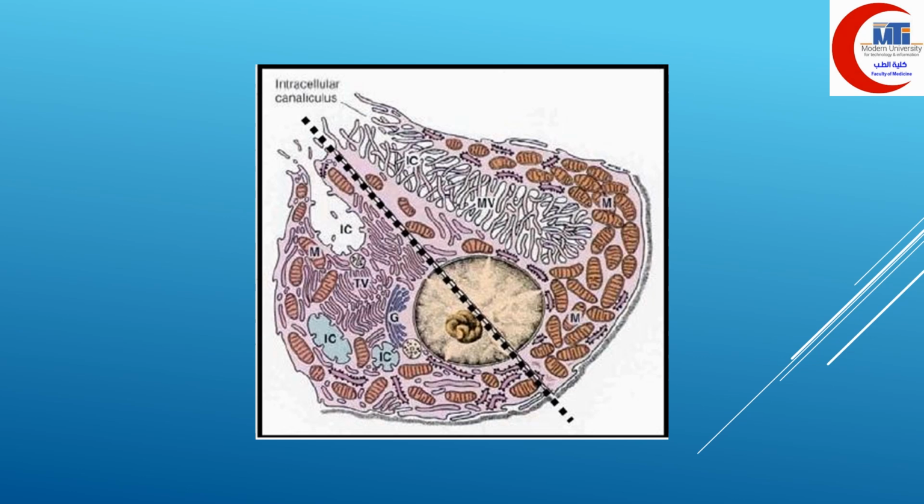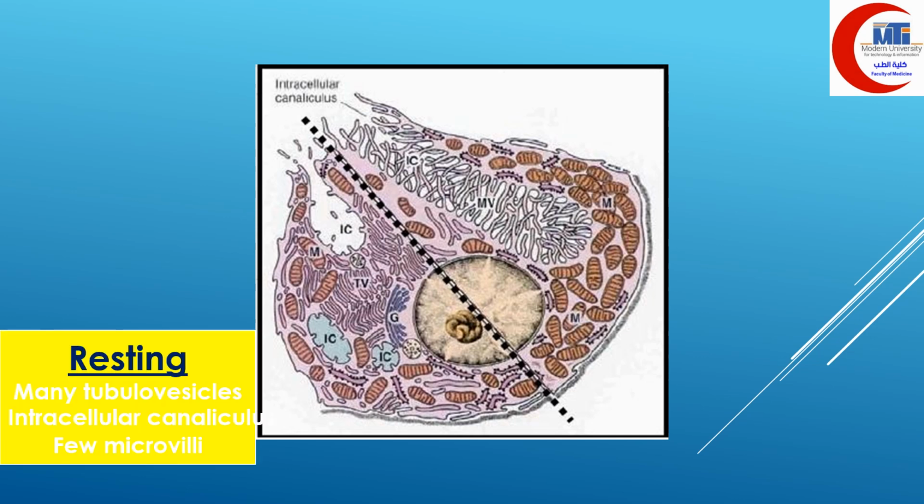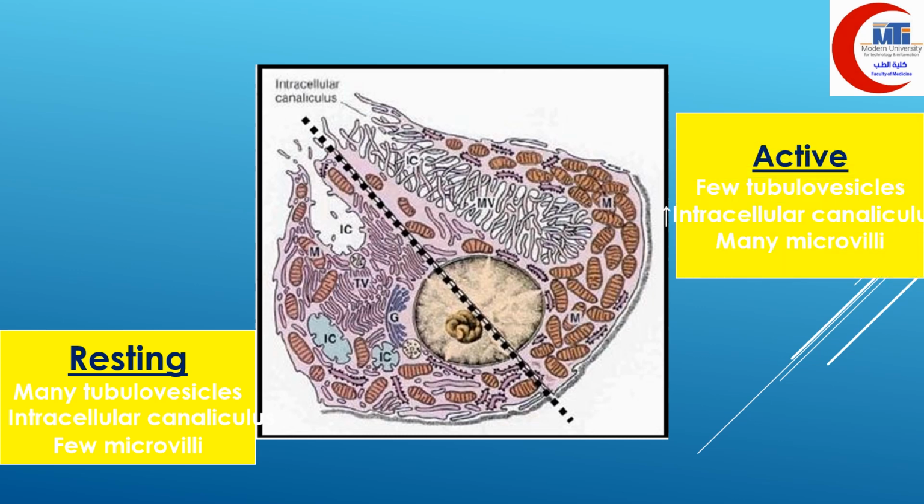So let's see if your answer is right or wrong. This part, the left part, is the resting one because it has few microvilli and few tubulovesicular systems. But the second part is active because we can see many vesicles, a highly branching canalicular system, and many microvilli.